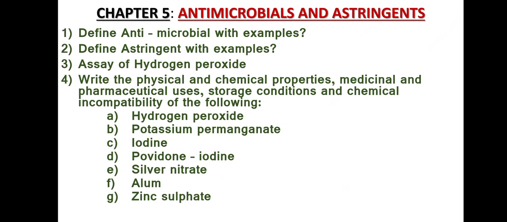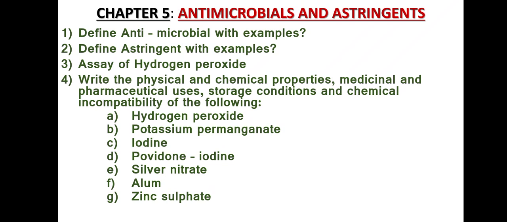Chapter 5, antimicrobials and astringents. First question, define antimicrobial with examples. Second question, define astringent with examples. Third question, assay of hydrogen peroxide.